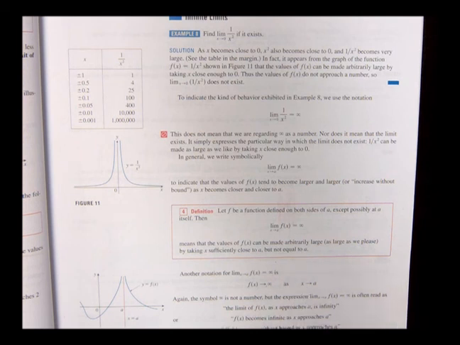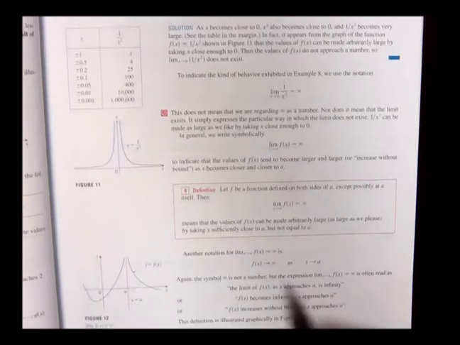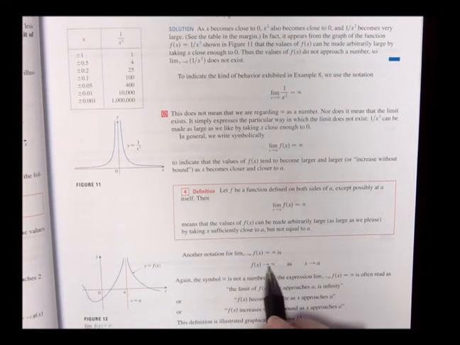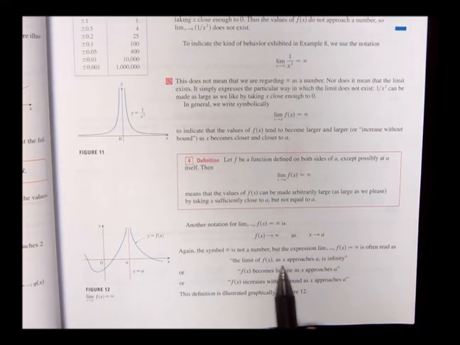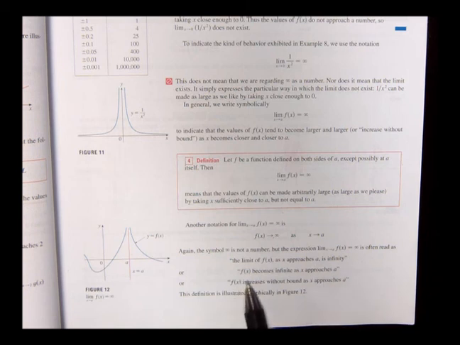They show you another notation for this too. It really doesn't matter. Sometimes you'll see f of x approaches infinity that way also, so you might see some different notations. The limit of f of x as x approaches a is infinity. F of x becomes infinite as x approaches a. F of x increases without bound as x approaches a. This is probably the most popular one, for me anyway, I guess.